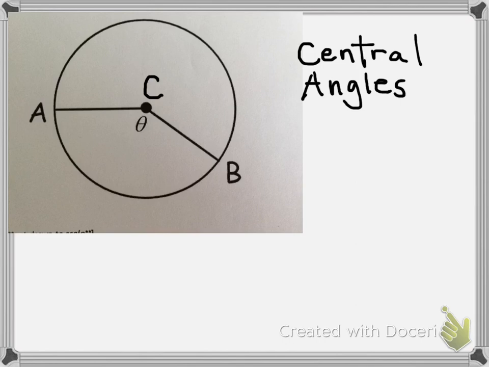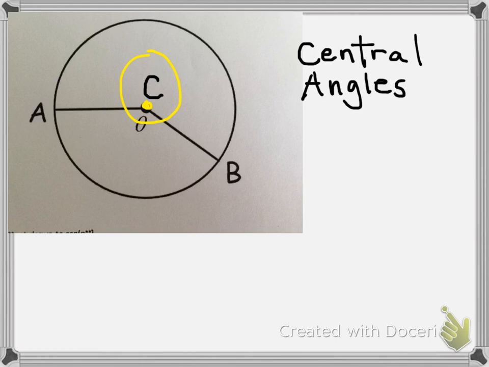Alright, a central angle is an angle that is off the center of a circle. So we're going to call point C, this point right here, the center of the circle. If that's a center, then this is called a central angle.